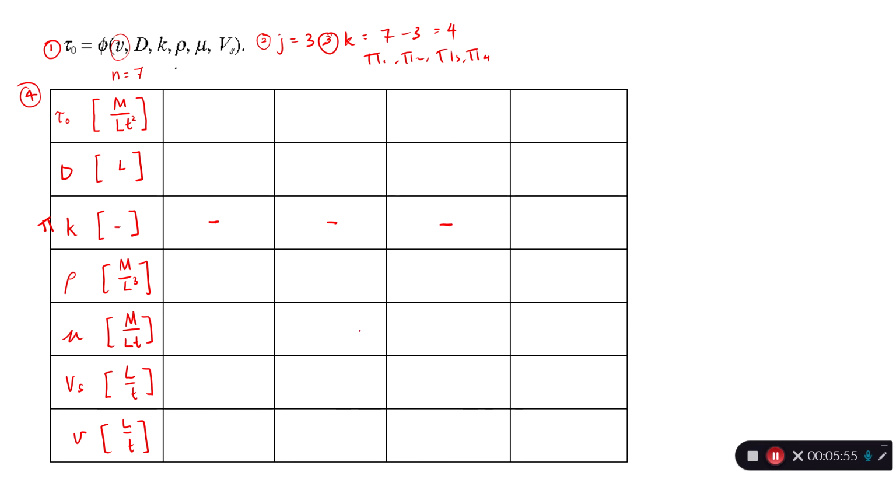Okay, so now we need to find only 3 more pi's out of the 6 parameters that are left. As usual, we observe and we remove length first, because we have a diameter here. So removing length. Now, tau naught is a shear stress and the unit is Pascal. We figured that out.